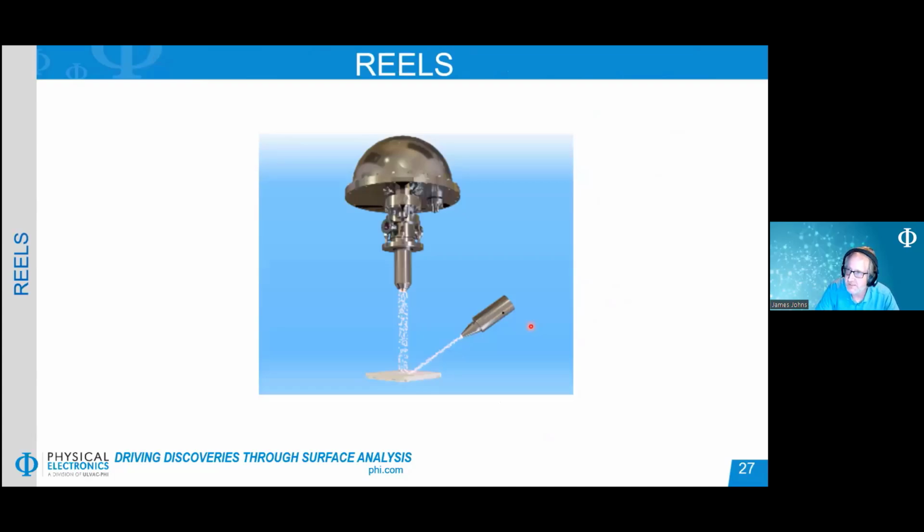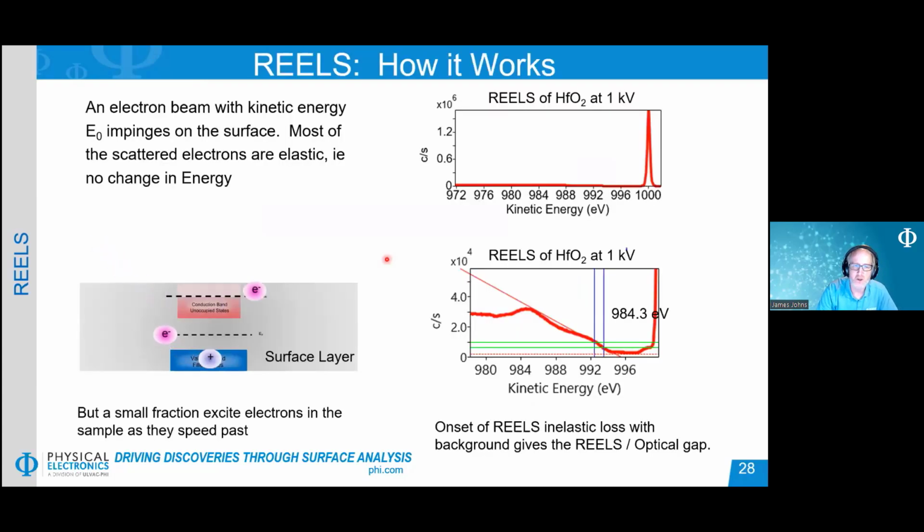All right, and then finally, we're going to do this pretty quickly for the reals. But REELS, reflection electron energy loss spectroscopy, is electrons coming into the sample and then being scattered away. Okay, so experimentally, this is what it looks like.